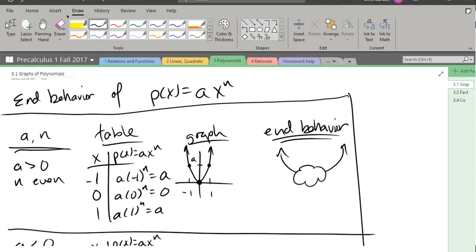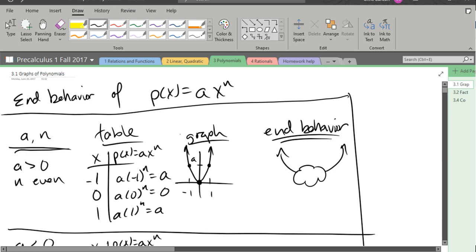Now there's one other way to describe this. You can also write, it depends on the order you want to write it, as x approaches negative infinity, which means to the left, what happens to f of x? It approaches positive infinity. And as x approaches positive infinity, meaning to the right, what happens to the y value, or the f of x value? It approaches positive infinity. So this means it goes up on both sides. Okay, so that's a positive and even.